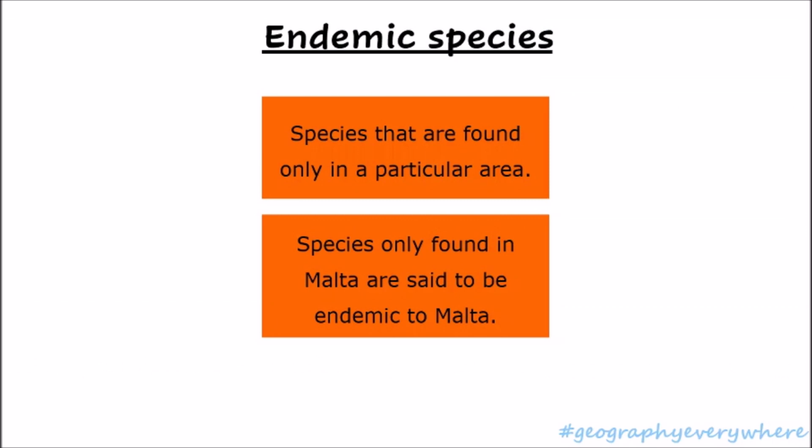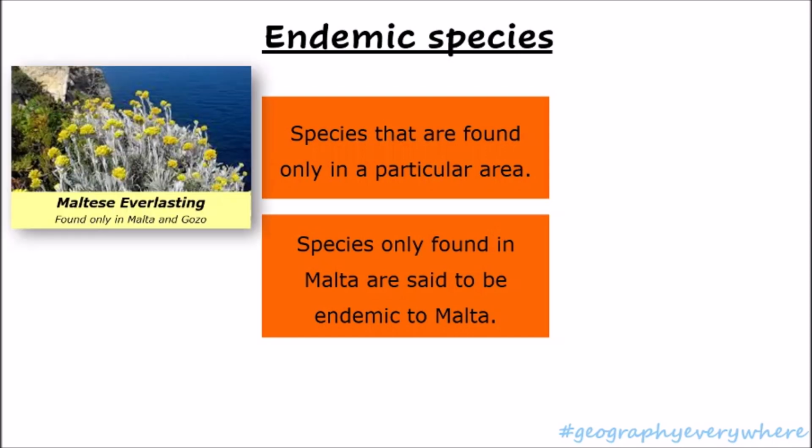The first one is an endemic species. Endemic species are species that are found only in a particular area. So, for example, a species that is only found in Malta and nowhere else in the world is said to be endemic to Malta. An example of this is the Maltese everlasting. Maltese everlasting is a plant that is found only in Malta and Gozo and nowhere else in the world. That's why we say that the Maltese everlasting is an endemic species.